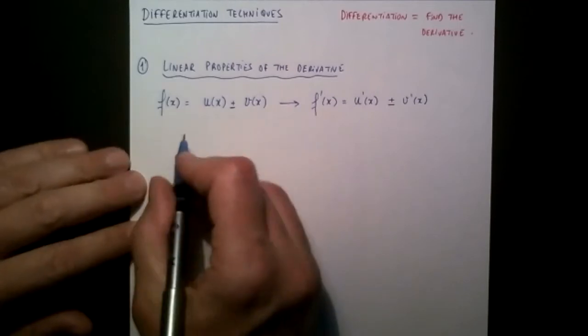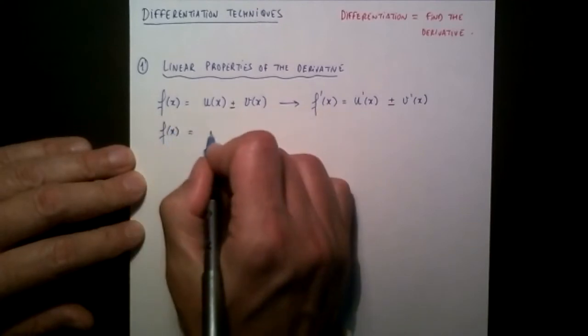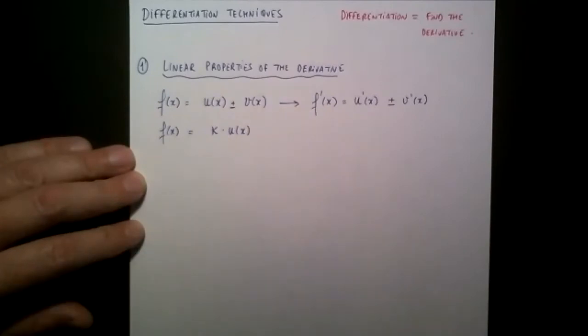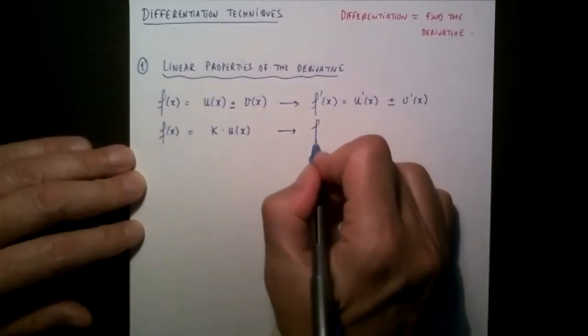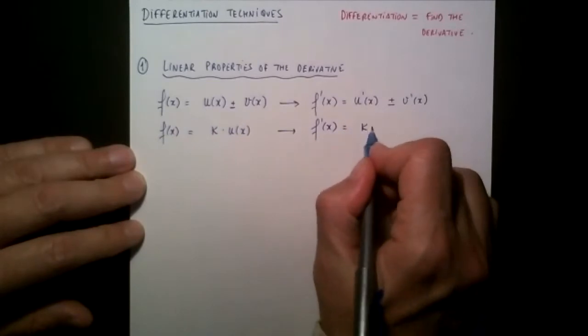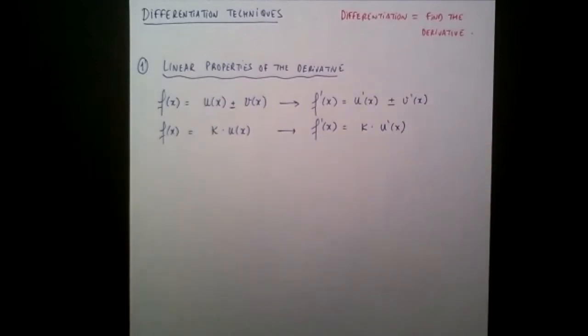The second is that if f of x is equal to a constant k times a function, then the derivative will be the constant times the derivative of that function. Okay, so these are linear properties.